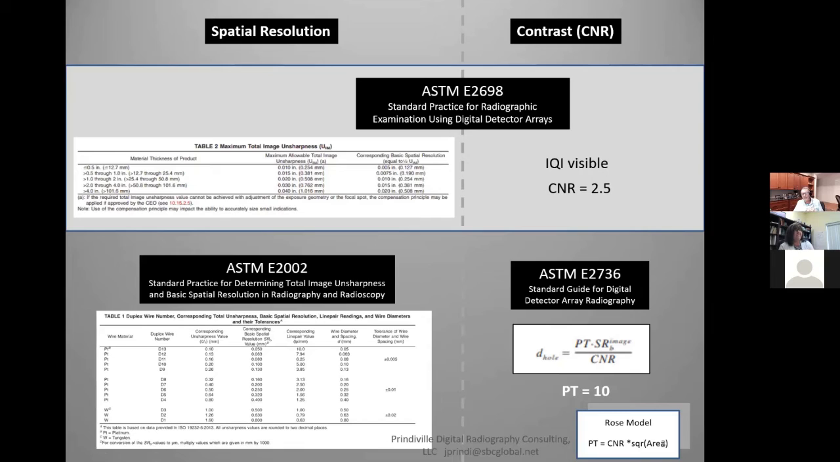So those are things that you never did with film. Everything now is quantified. So you're going to go through these things to see if you can inspect. With film, it was kind of, can I see that penny hole? Yeah, I can see it. Okay, I can inspect.